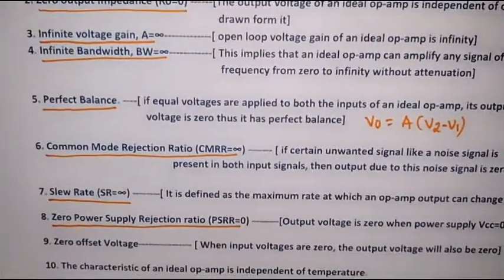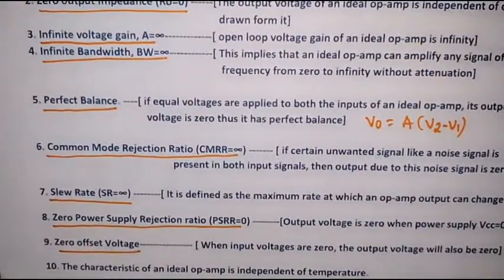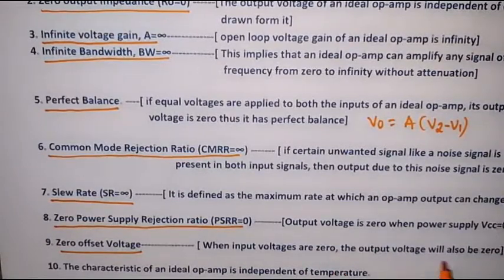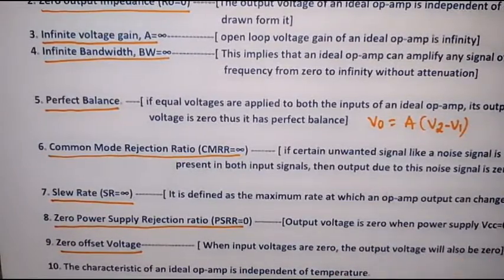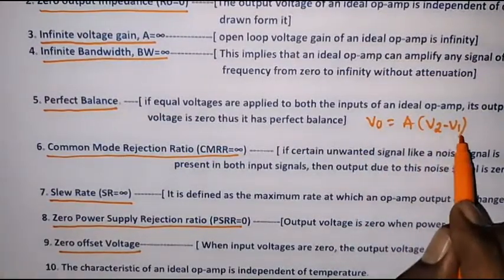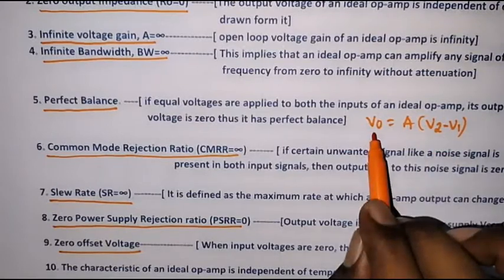The next characteristic is zero offset voltage. That is, when input voltages are 0, the output voltage will also be 0. As we know, VO is equal to A into (V2 minus V1). If input voltage is 0, output must be 0.